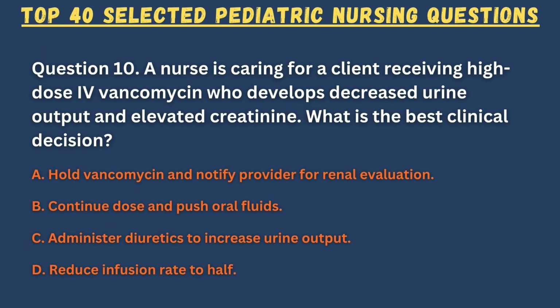Question 10. A nurse is caring for a client receiving high-dose IV vancomycin who develops decreased urine output and elevated creatinine. What is the best clinical decision? A. Hold vancomycin and notify provider for renal evaluation. B. Continue dose and push oral fluids. C. Administer diuretics to increase urine output. D. Reduce infusion rate to half.